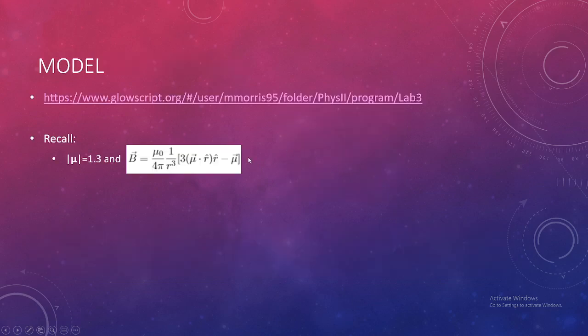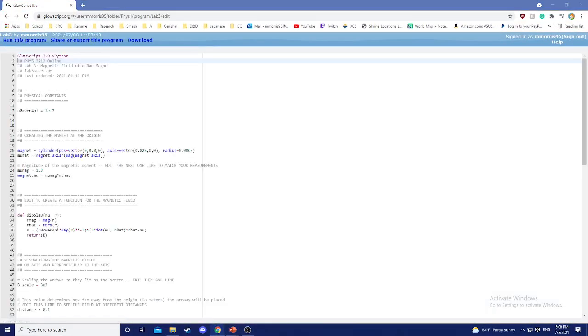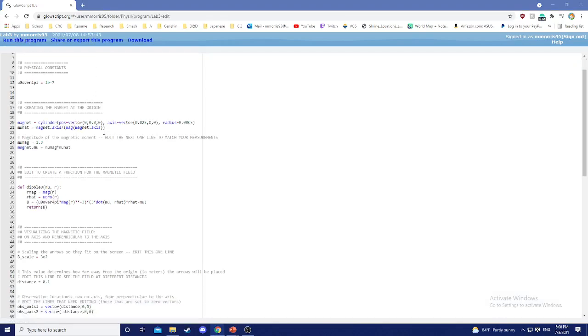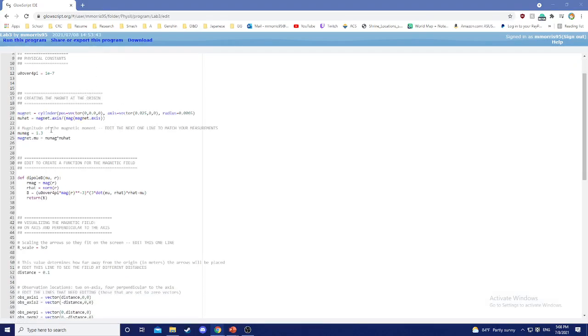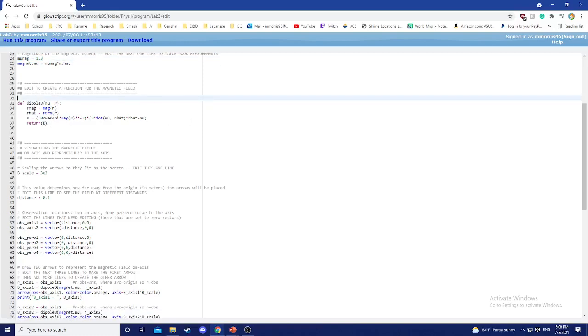Alright. For the model, I used the observed mu data and also this equation for finding the general magnetic field. Those are very important for the model. So first we created the magnet centered at the origin. We inputted our calculated magnetic dipole moment from our observed data. I have a function for the magnetic field using that formula I described earlier.